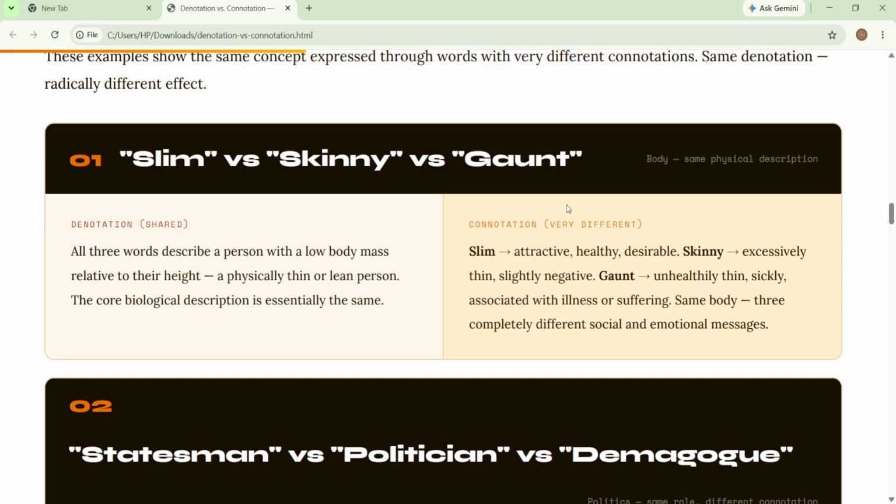Slim means attractive, healthy, desirable, whereas skinny is excessively thin, slightly negative. In connotation, gaunt means unhealthy, thin, sickly, associated with illness or suffering. Same body, three completely different associated meanings according to culture, society, and emotion. So slim, skinny, and gaunt: same denotation but different connotation.